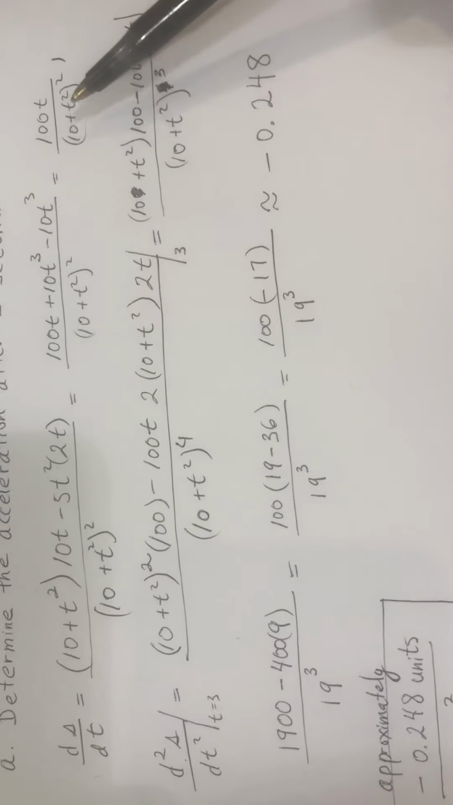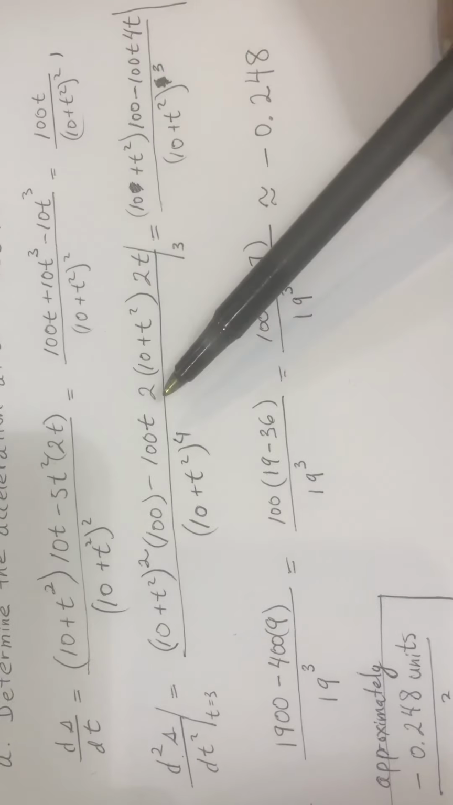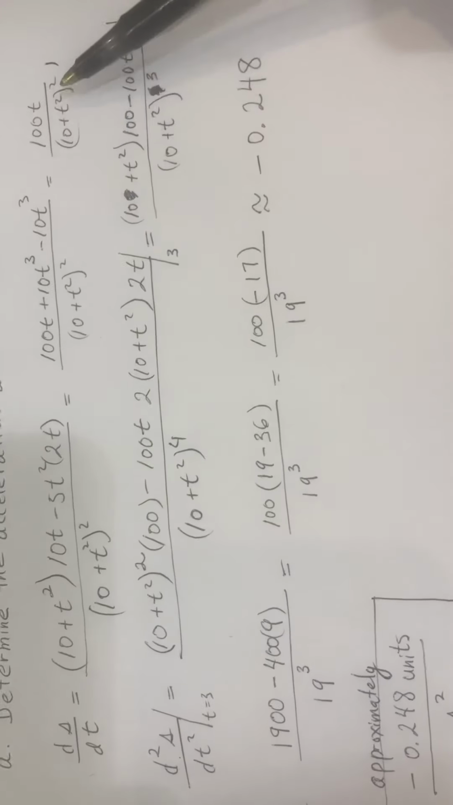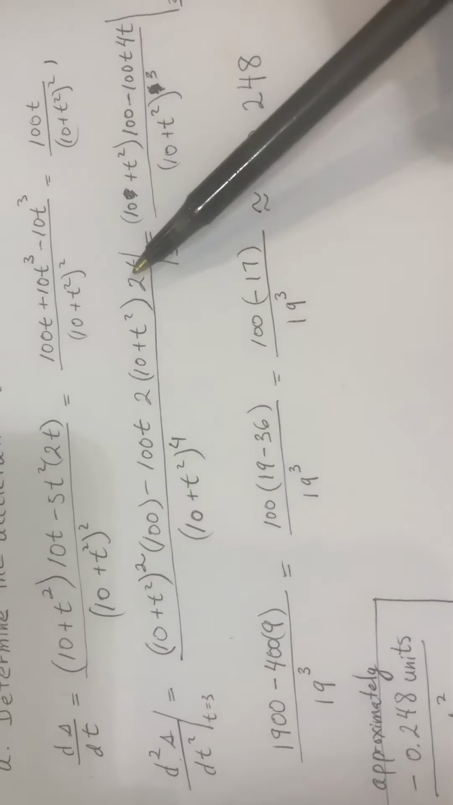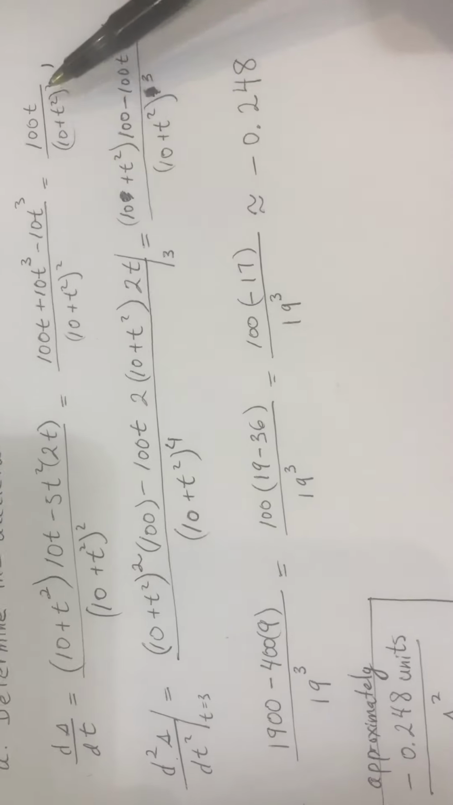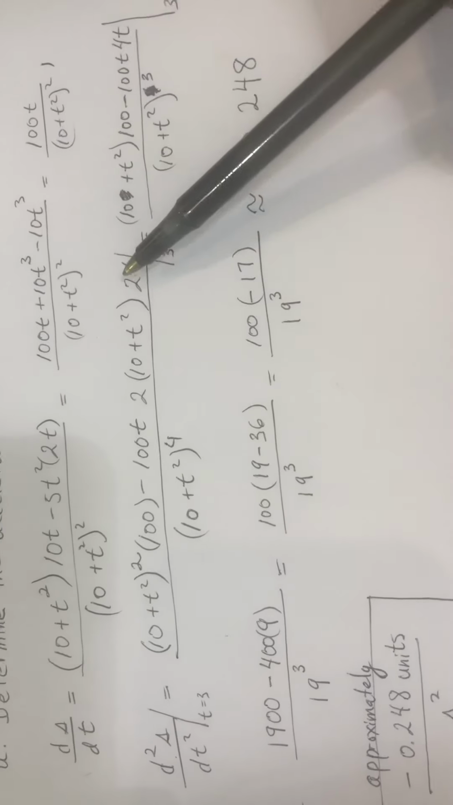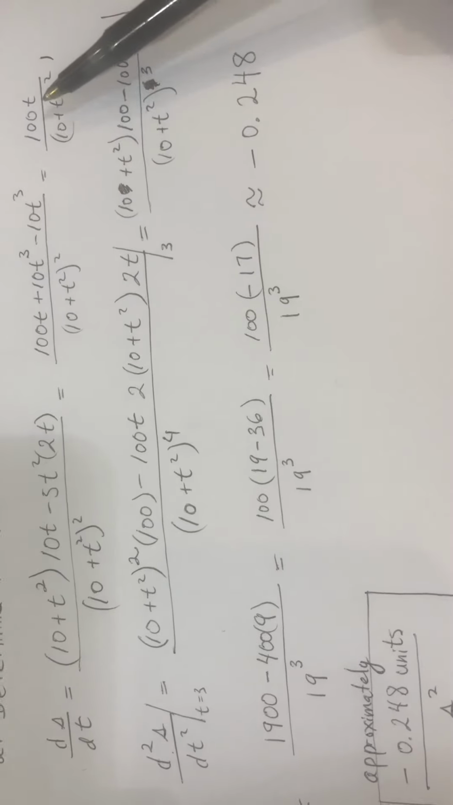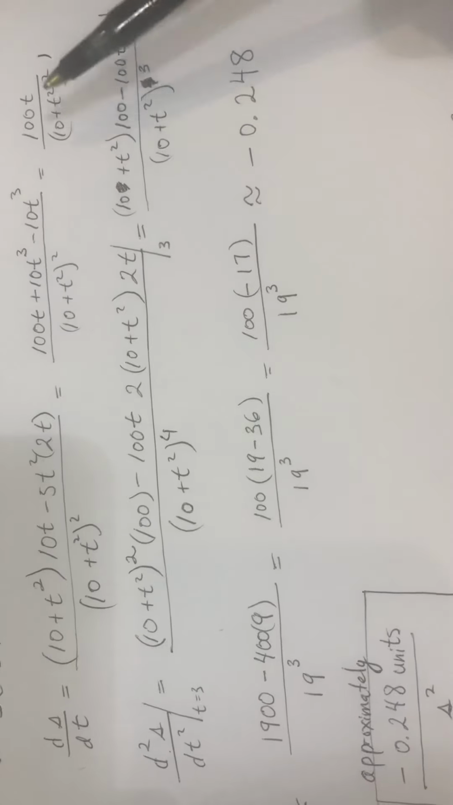I consider this as a composite function, so I bring down the 2, I copy what's inside the parentheses, 10 plus t squared, and I subtract 1 from the exponent. So this is a 1 exponent; you don't need to write a 1 exponent. And then by the chain rule, we have to multiply by the derivative of what's inside here, which is 2t.